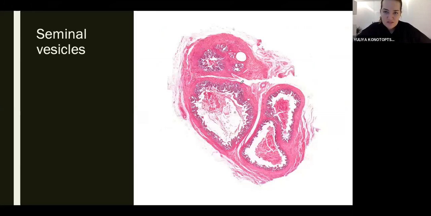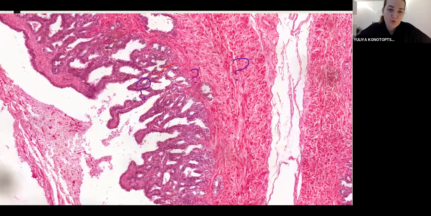So here's your seminal vesicle. You can see that it is highly convoluted. Technically it's one gland that is just wrapping around several times. So you can see it here. If we magnify, this is the epithelial protrusion, so mucosa. Here we have lamina propria, okay? There is no muscle, so all of this is lamina propria. Seminal vesicle is a gland.